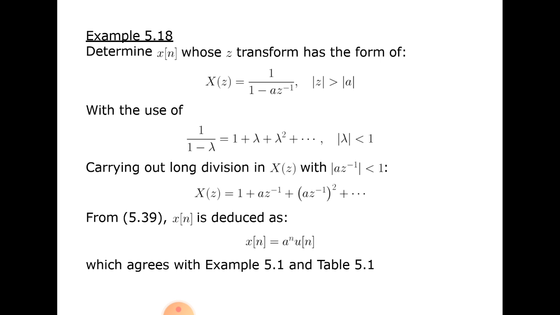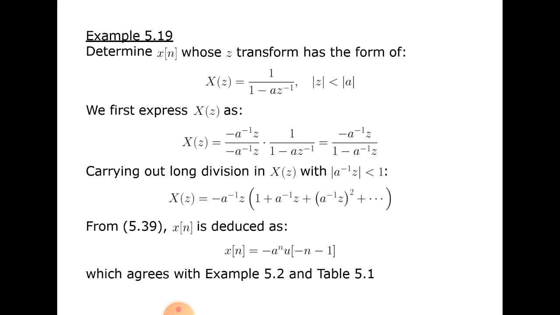So carrying out a long division in X(z) with |a z^-1| < 1, X(z) is equal to 1 + a z^-1 + (a z^-1)^2 + and so on, and x of n is reduced to x(n) = a^n u(n), which agrees with examples 5.1 and 5.2.